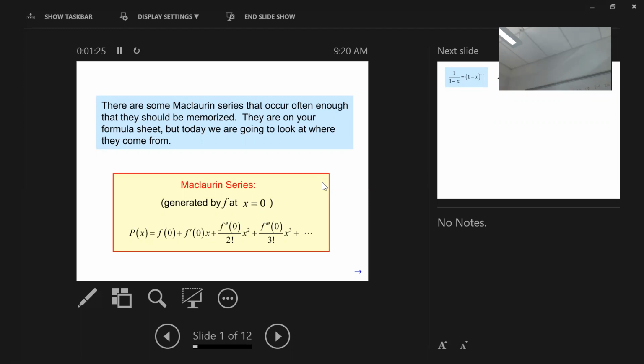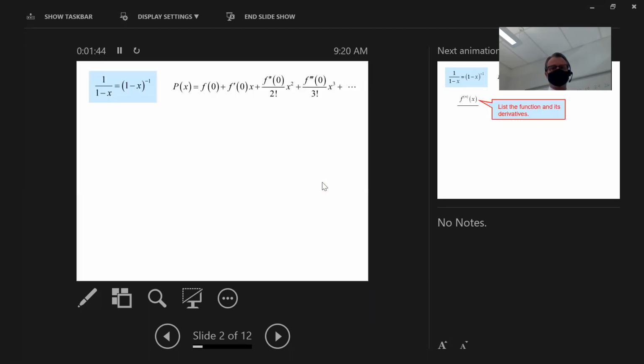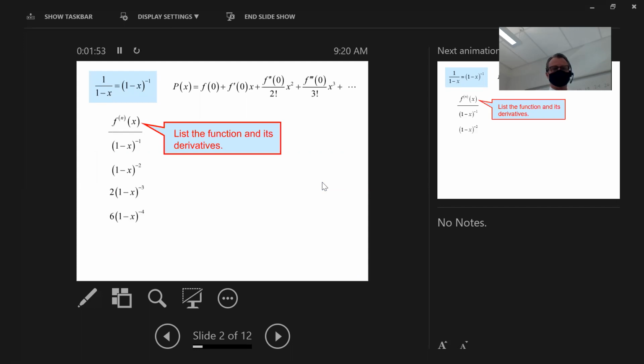And what's missing here? What's missing is x to the 0, anything to the 0 power is 1, over 0 factorial, which is also 1. And f prime of 0 over 1 factorial. Well, by putting them in there, it helps you recognize the pattern. It's harder to see that pattern without those zeros in there. So just take the derivatives.